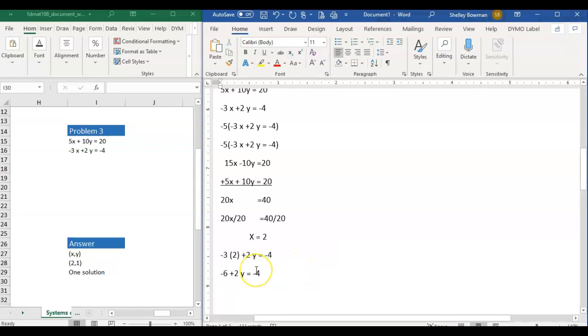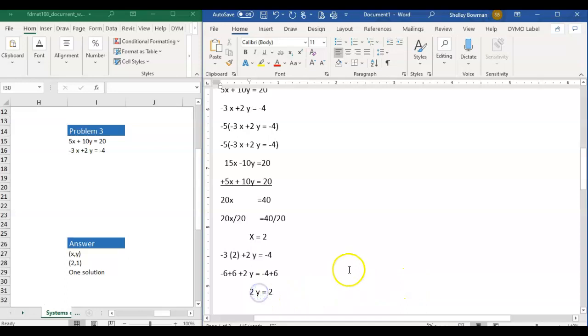equals negative 4, so I need to add 6 to both sides. Add 6, add 6. On the left-hand side, these will cancel. So I better show that in my next step. Control V. These are gone. And we don't even need to put the positive there. That's implied now. And negative 4 plus 6 gives me positive 2.